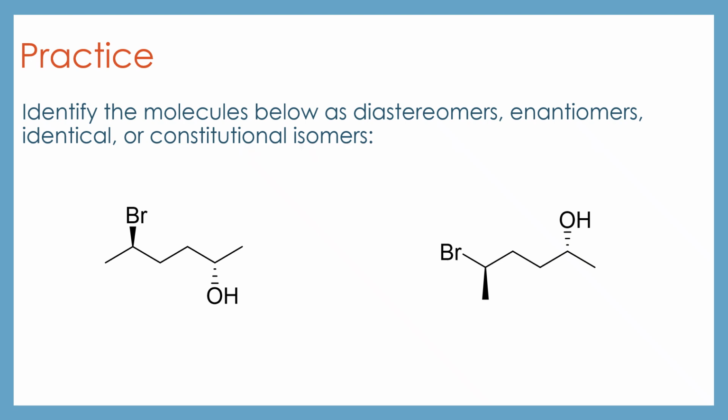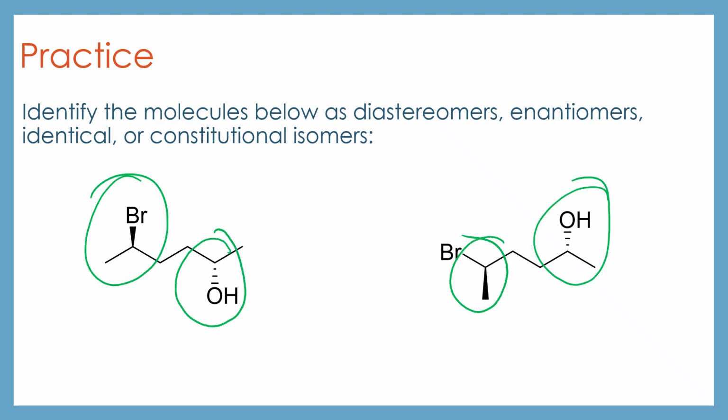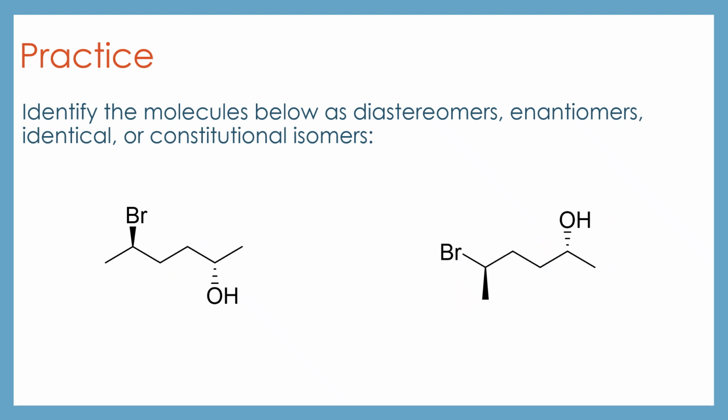And then if they are not constitutional isomers, meaning their atoms are not rearranged in different ways, then I would figure out the designation at each of these carbons and then match them up and see if the designations are the same or if they're indicative of being diastereomers or enantiomers. So go ahead and pause and at least come up with those designations.